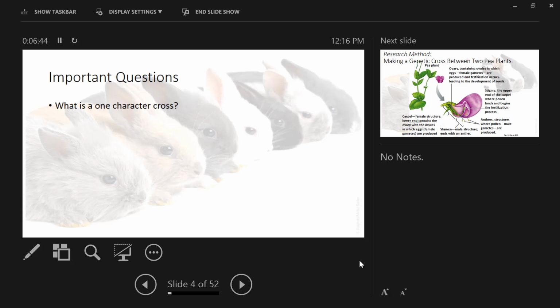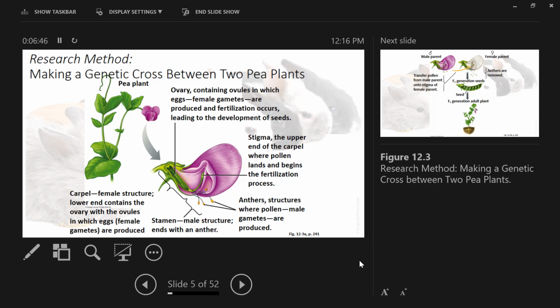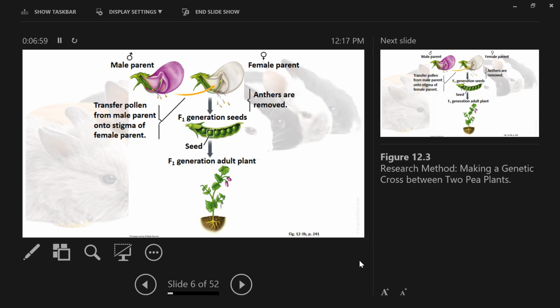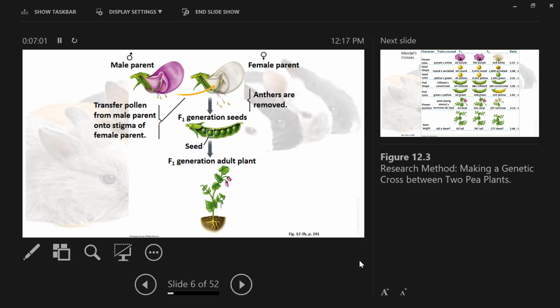All right, so the character we're going to talk about is flower color. So that is the character. The traits are purple and white, right? Character is flower color. Traits are purple and white. So here's a little bit about the floral anatomy of a pea plant. That's not what we're going to focus on. And here are the particular traits. So here's a purple flower, and here is a white flower.